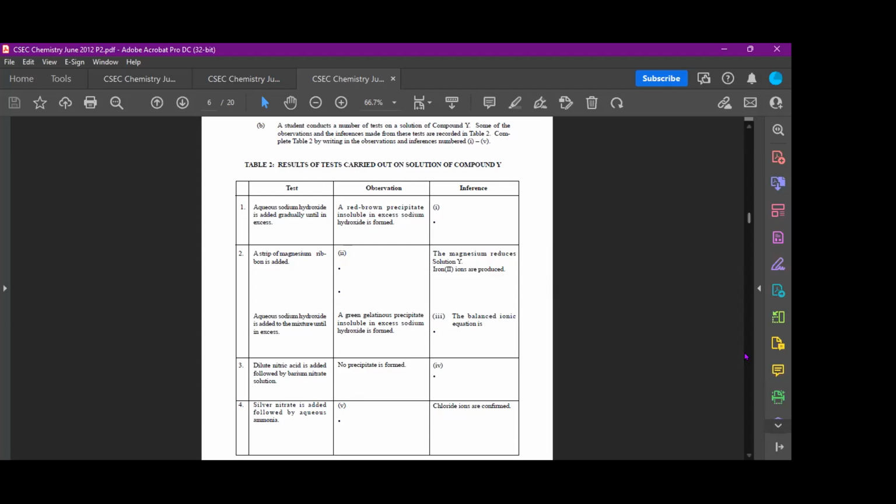So the precipitate was formed from sodium hydroxide, and when it was added in excess, it becomes insoluble. And it told you that that precipitate is red-brown. What would be that substance that is produced? Fe3 plus. Fe3 plus, because iron is the only red-brown cation that exists. So, how would you write your inference?